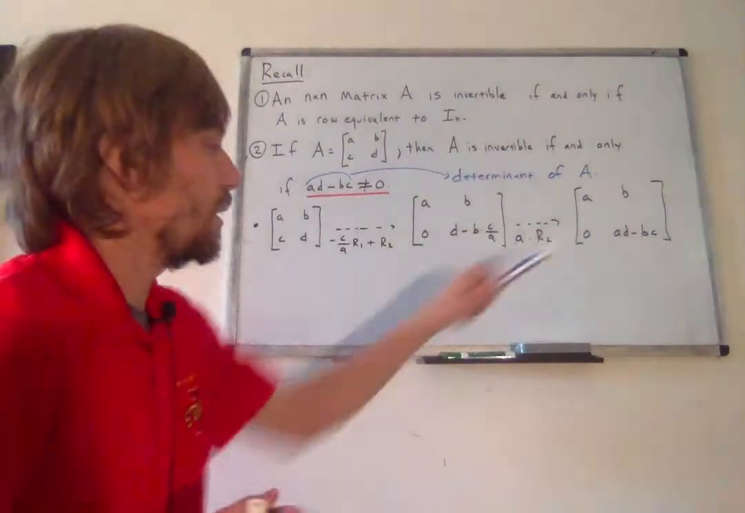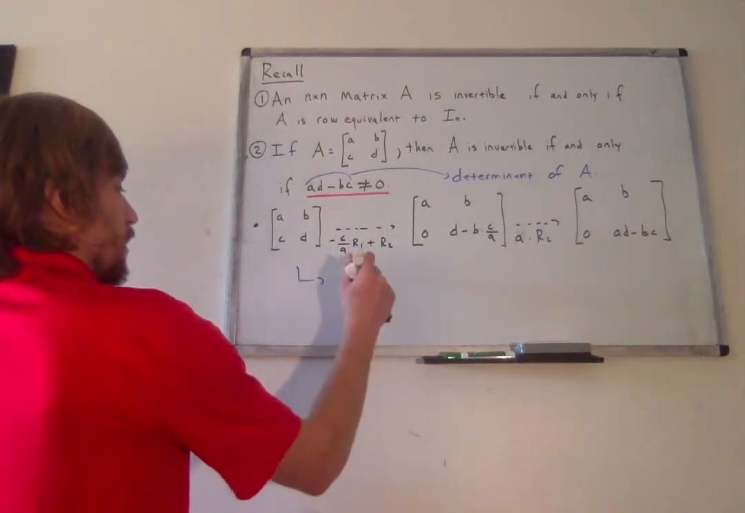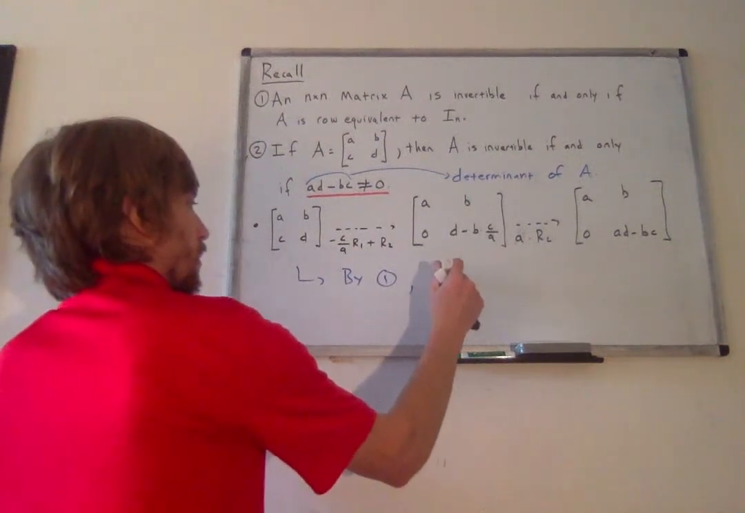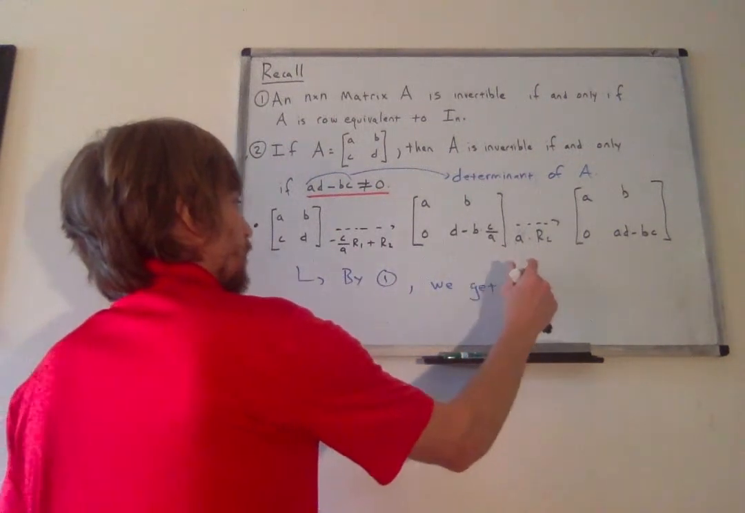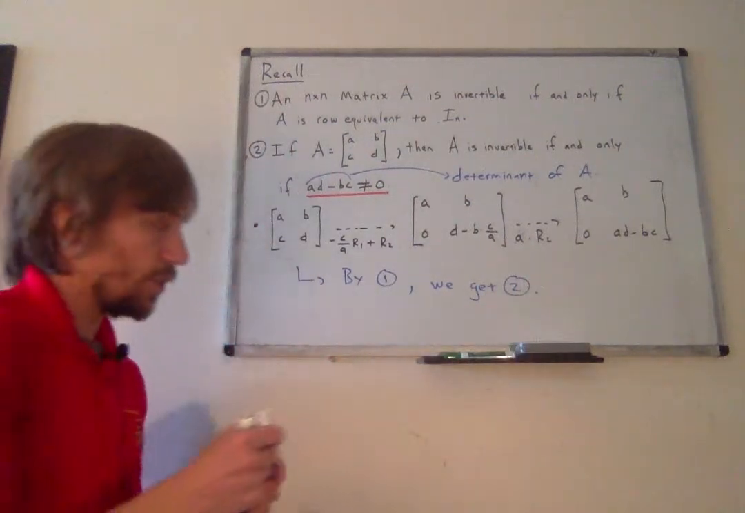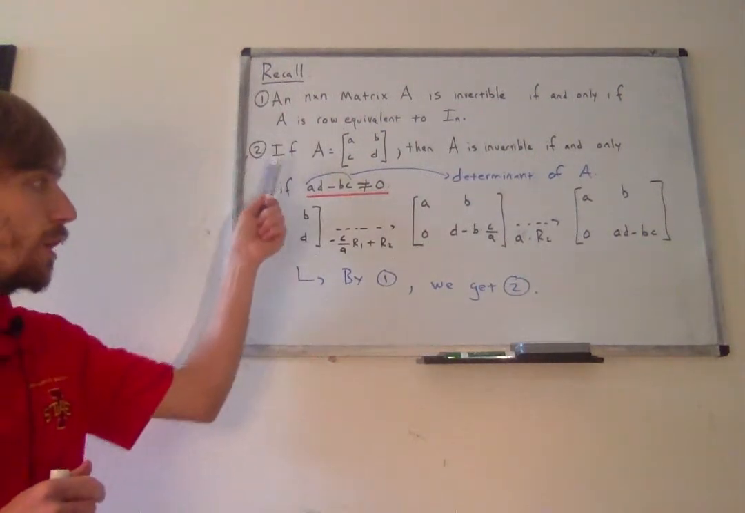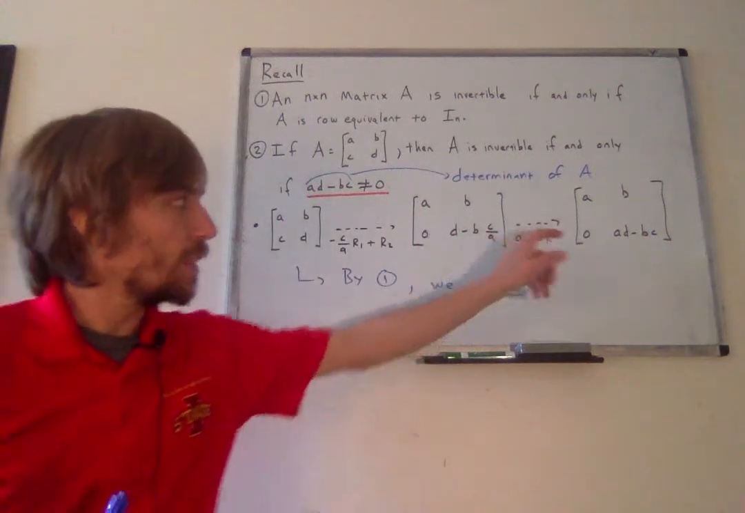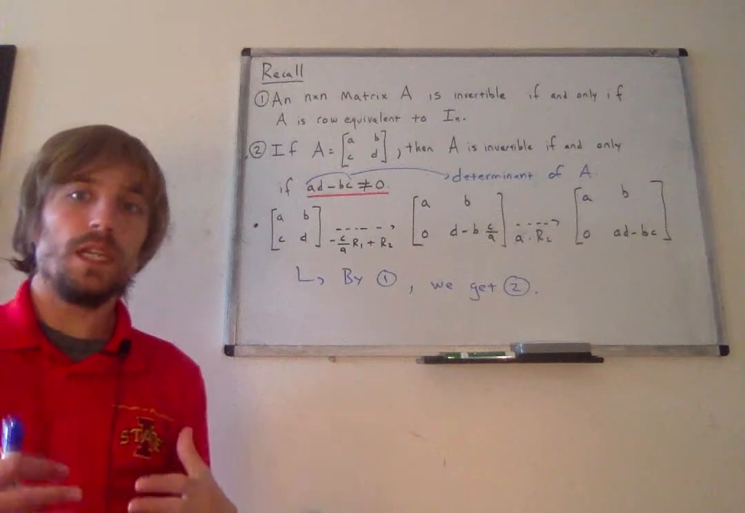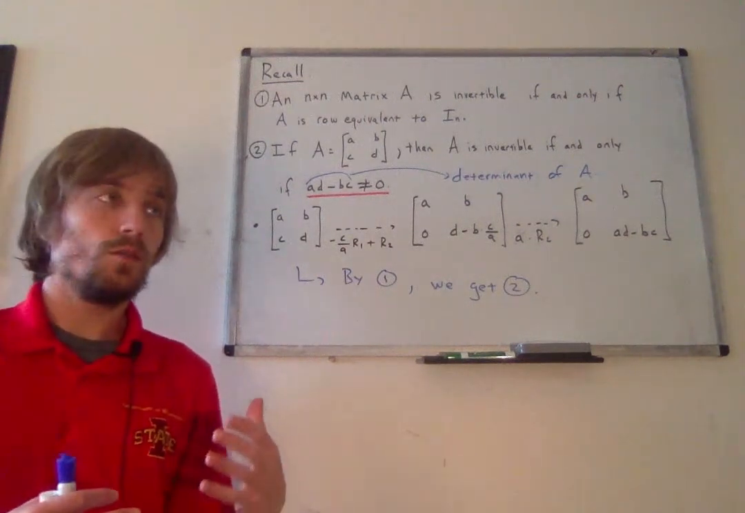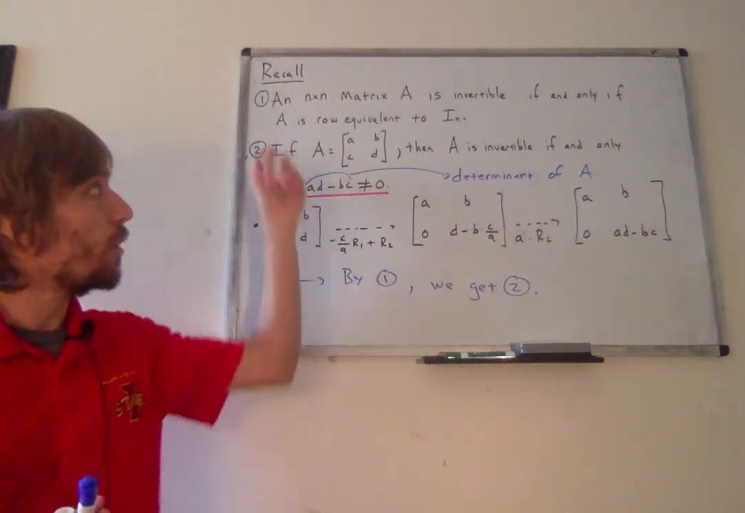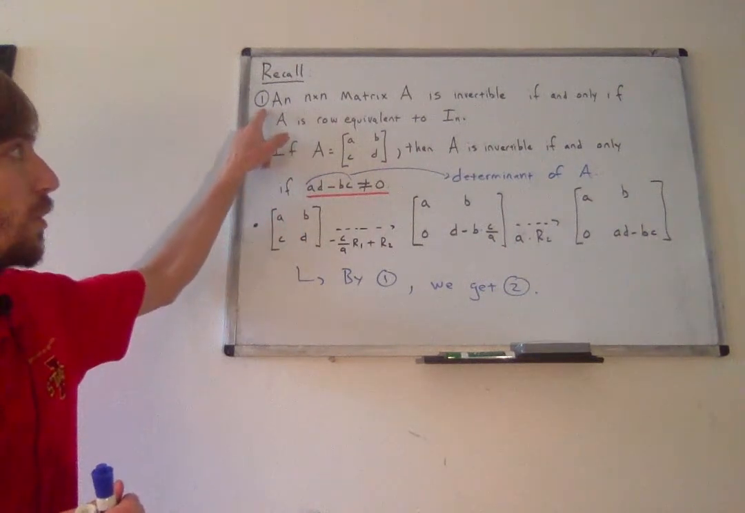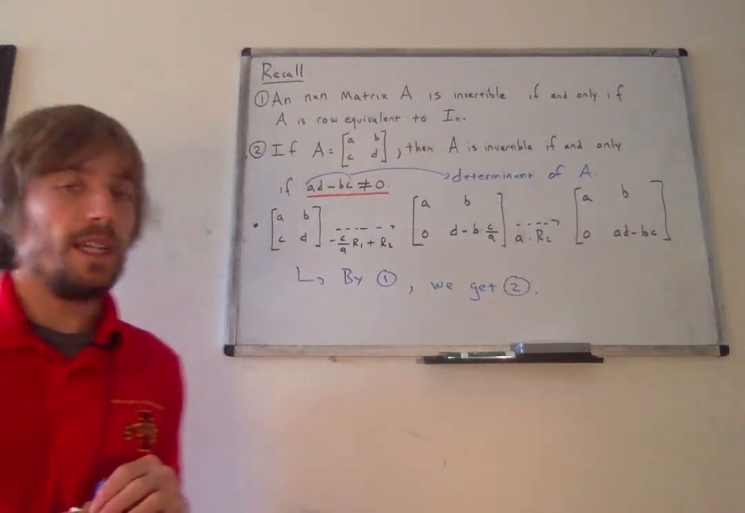And so this here shows that by 1, we get 2. And so this is where number 2 comes from: we row reduce this, look at this term which has to be non-zero in order for A to row reduce to the identity, and then we can go back and use our invertible matrix theorem to say it's only going to be invertible if it reduces to the identity.